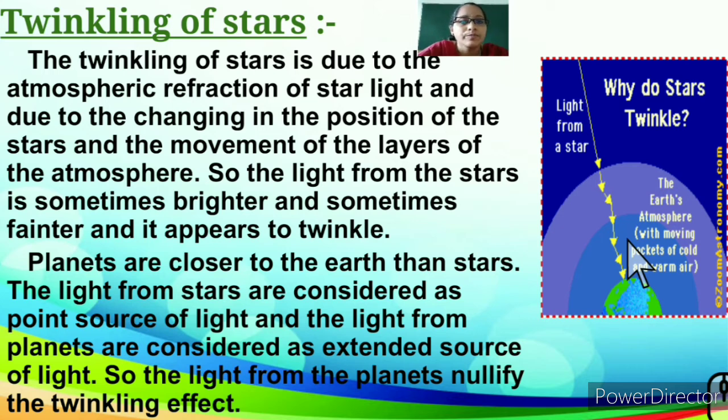Planets are closer to Earth than stars. The light from stars is considered as a point source of light. So you can see that stars get a twinkling effect. It's because of the change in its position from one atmosphere to the other atmosphere, and the layers keep on changing, and you can see the stars twinkle because of the refraction of light. So the light from the planets nullifies the twinkling effect because it is an extended source of light.